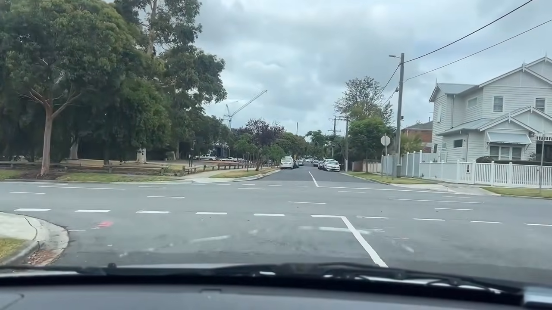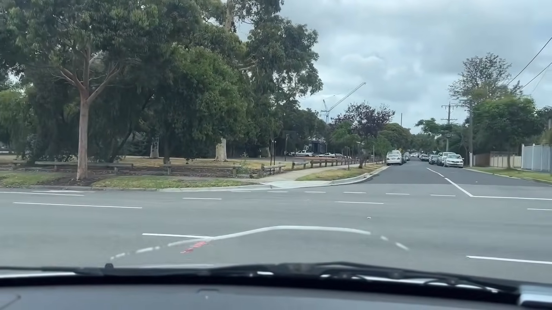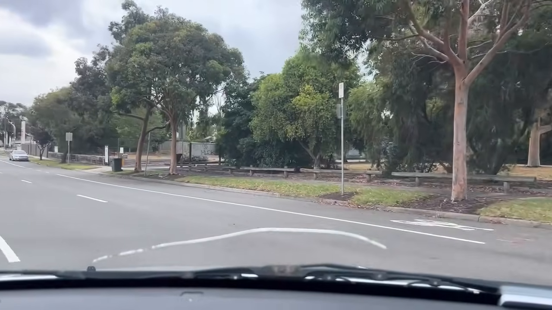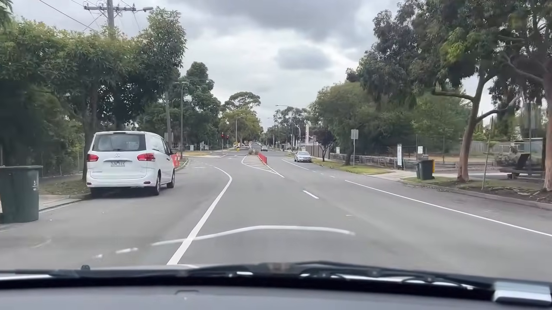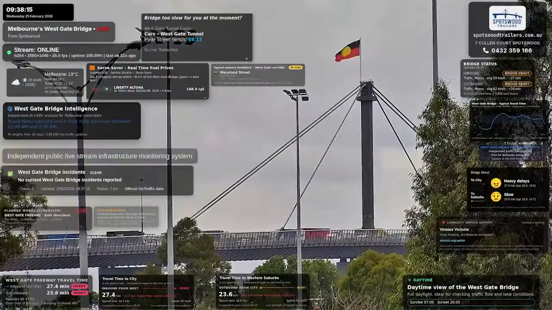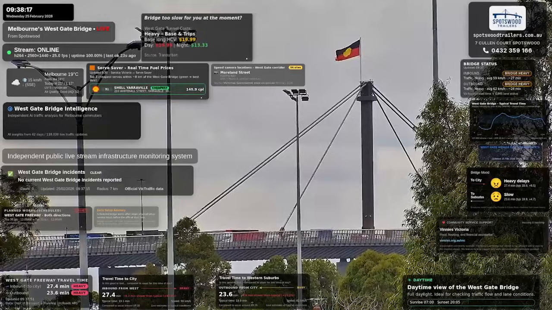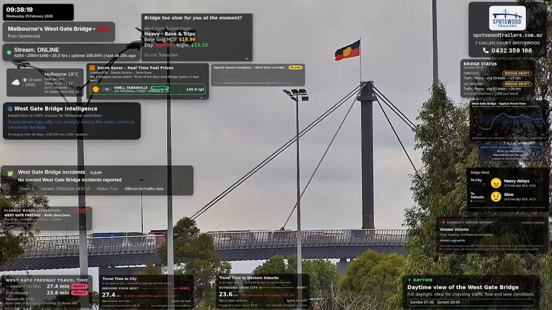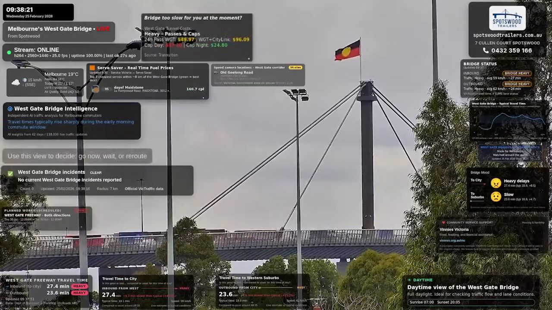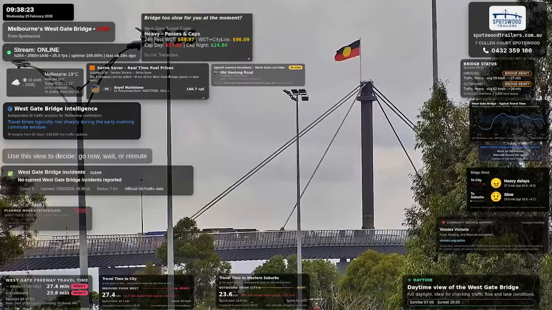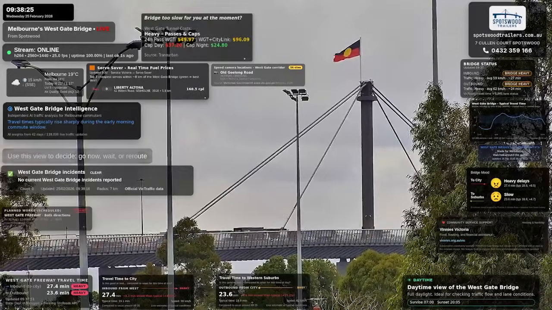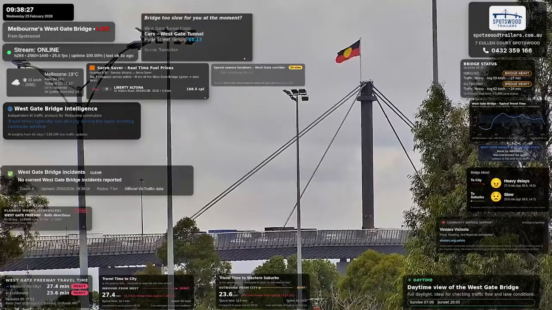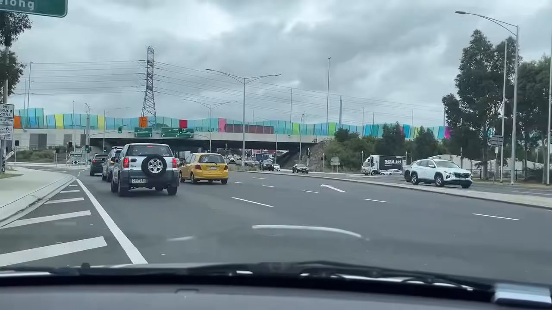Alright, back again this morning. I've just checked the Westgate Bridge live stream, and traffic is very heavy on the Westgate Bridge, so I'm avoiding it and going via the Westgate Tunnel. Here in Spotswood, the way to do that is to go to Altona first and then swing back.